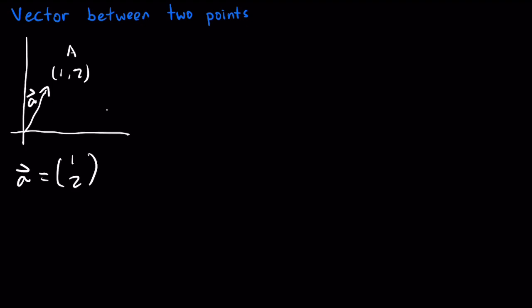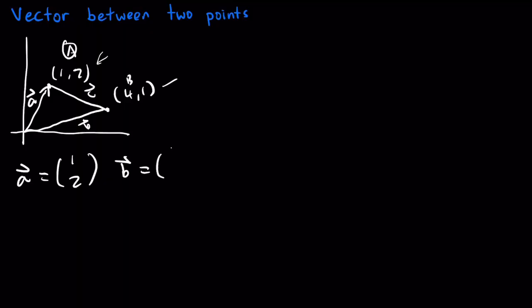Let's say there were another point here. This is point B, and let's say point B is at 4, 1. And we want to calculate this vector. Let's say this is vector C. How can we find vector C? Well, since vector C doesn't start from the origin, it starts from point A, we can't simply just take the coordinates. But instead, let's say, first, this is vector B. And since vector B does start from the origin, we can say that vector B is equal to 4, 1.